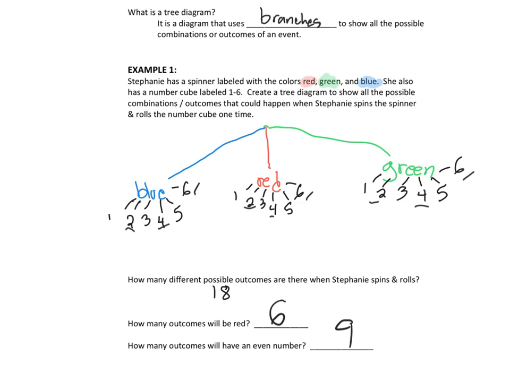Now we can go check our numbers using math. So we have 3 colors and 6 different numbers. So for our total possible outcome, we could do 3 times 6, which does give us 18. Now, for the next question, how many outcomes will be red? On red, that's only 1 color, but there's 6 numbers that go off of it, so we could do 6 times 1, which gives us 6. And for the last one, there's 3 colors, and off of each of those colors, there's 3 even numbers, so we can multiply by 3 to get 9.